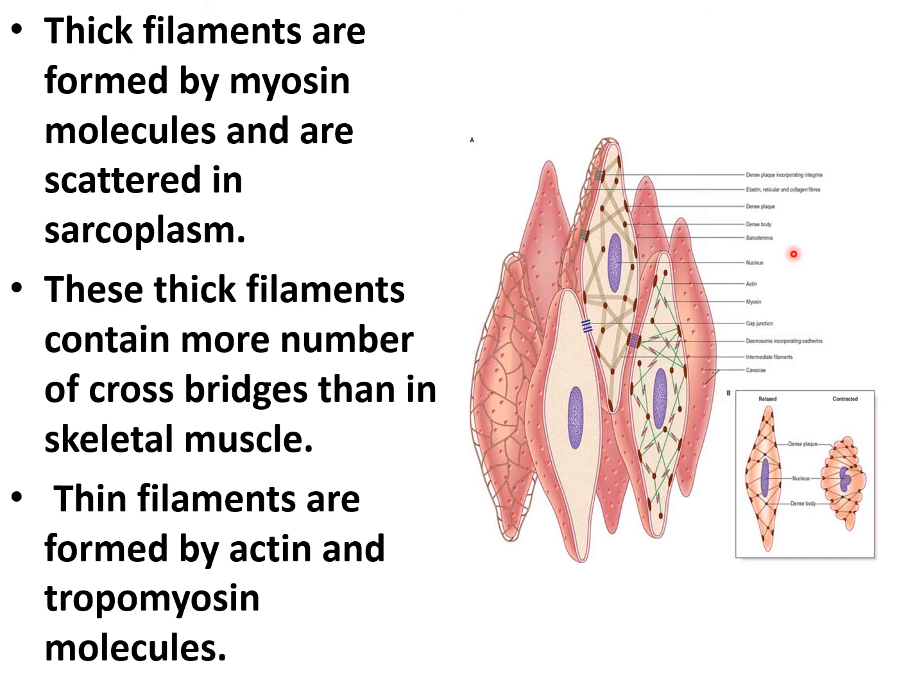So in this figure you can see here this one is a dense body, this one is a sarcolemma, then this is a nucleus, and this one is actin filaments, and this is a myosin filament, and this is a gap junction, and this is a caveoli.